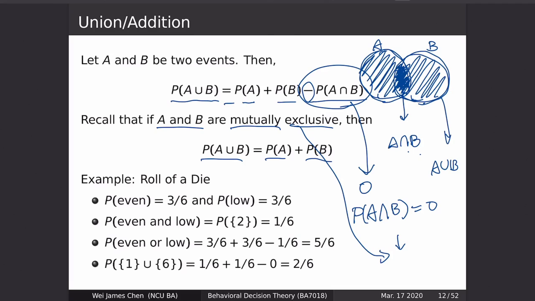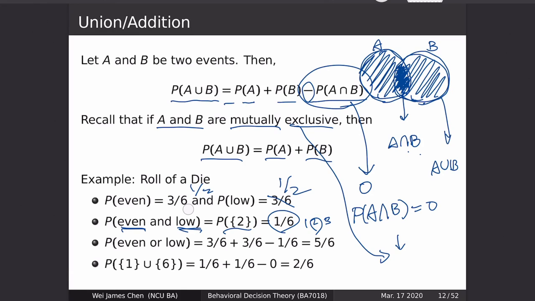Okay, so for example, if you roll a die, the probability of even is a half, and the probability of low is also a half. But the probability of even and low, low being 1, 2, 3, and the even number being only 2, is 1/6. You can actually calculate this, right? So the probability of even or low is the probability of even plus the probability of low minus the probability of even and low.